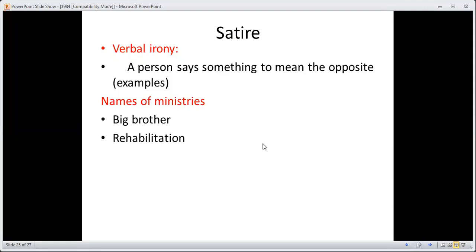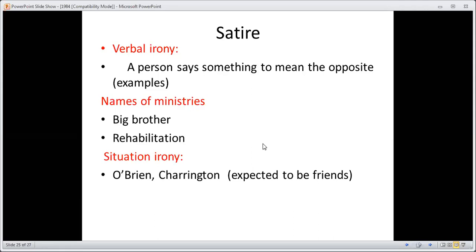Then he also uses situational irony. There is a situation in which we expect that it is going to end in a certain way, but it ends in the complete opposite. Not only a situation, it might also refer to people, to persons.